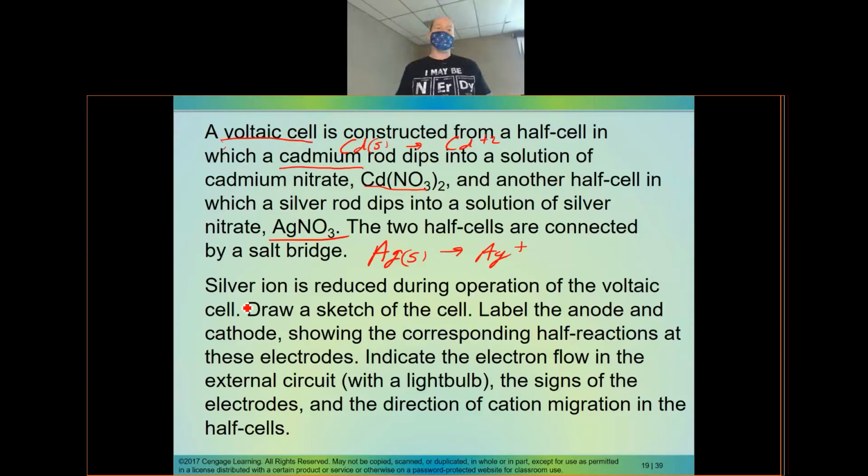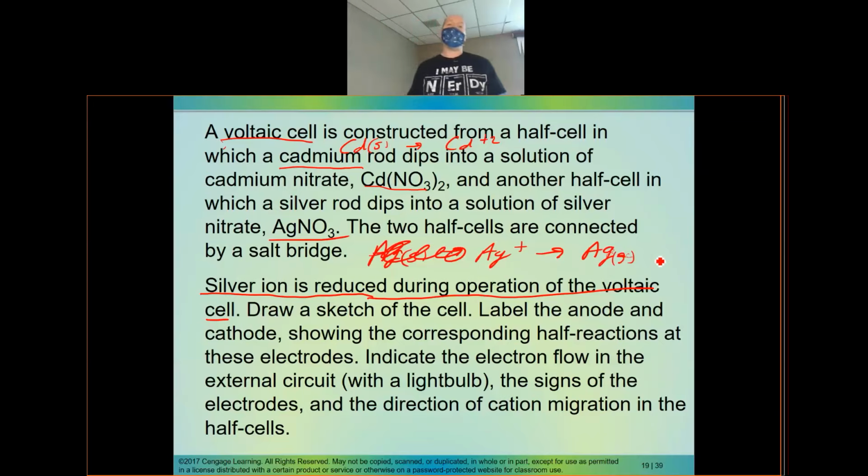All right, so here they're telling us the answer. They say that the silver ion is reduced during the operation of the voltaic cell. So if you would have written it as the silver ion being oxidized or the silver metal being oxidized, that would not be a voltaic cell, that would be an electrolytic cell. So they're telling you the answer here. If you want a voltaic cell in this case, the silver ion is reduced. All right, and so when we write it, it is the silver ion being reduced to the silver metal.